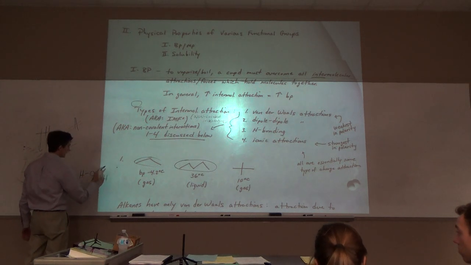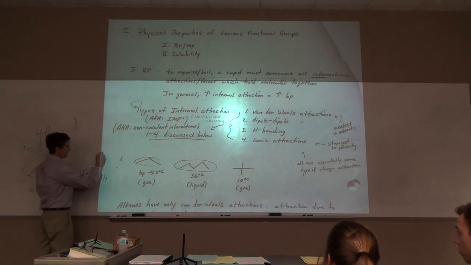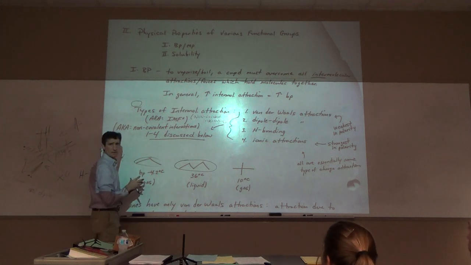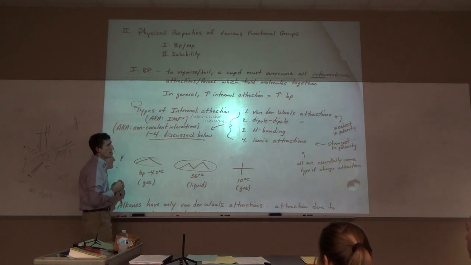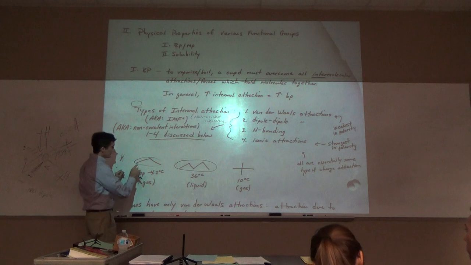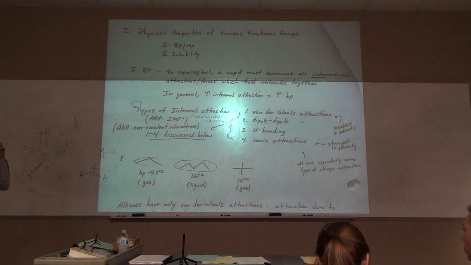We've got water. This is partial negative. This could interact with what part of another water molecule? Yeah. And we'll show this on the next page. So this would be a non-covalent interaction, an intermolecular interaction based on polarity. But we've got no polarity here. What we do have here is induced polarity. The electrons on the outer shell can be perturbed, an induced dipole, as the molecules bump together.